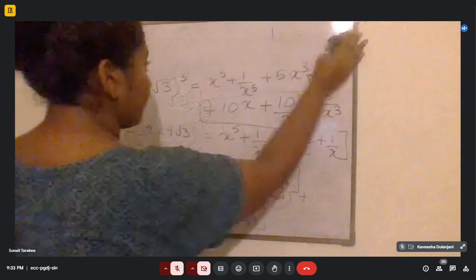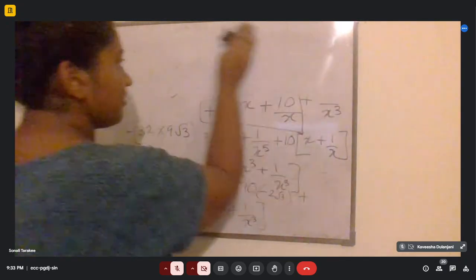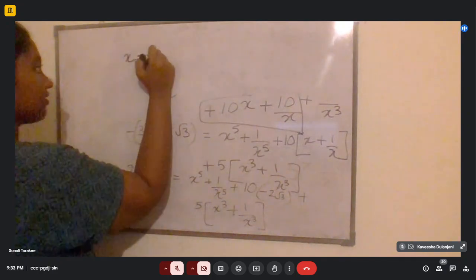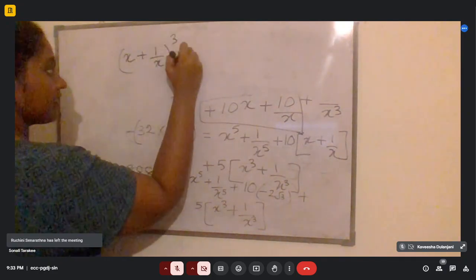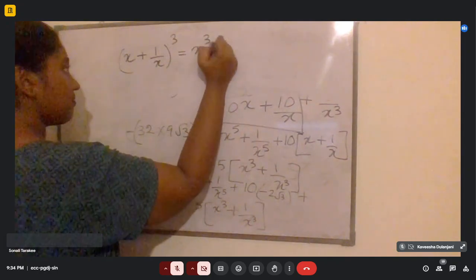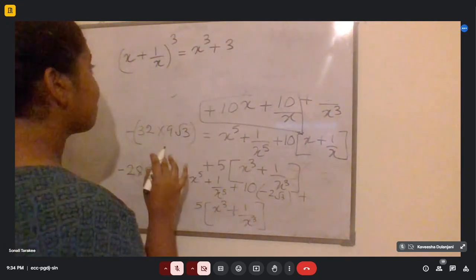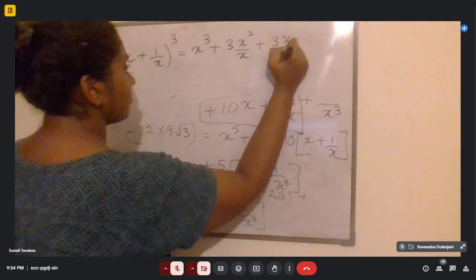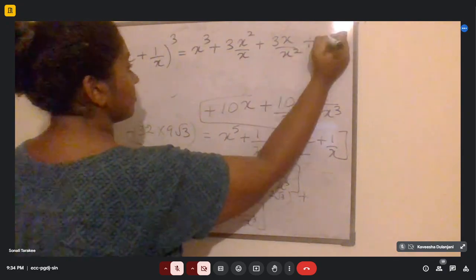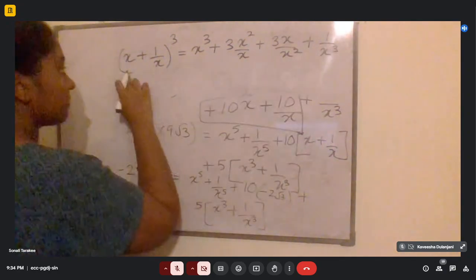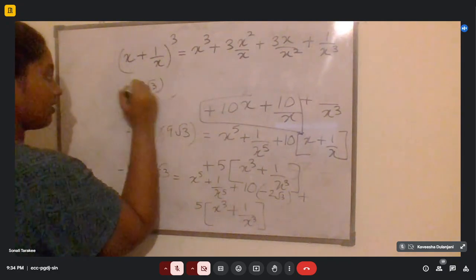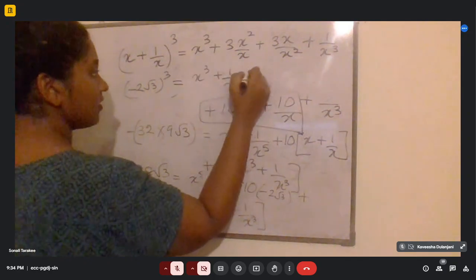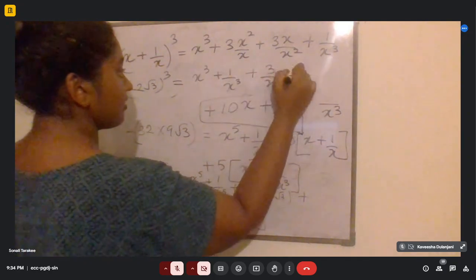So how you can find it is, take the binomial theorem into this one. That means x plus 1 over x to the power 3 equals x to the power 3 plus 3 x squared over x plus 3x over x squared plus 1 over x cubed. So x plus 1 over x is minus 2 root 3, cubed, equals x cube plus 1 over x cube plus 3 over x plus 3x.